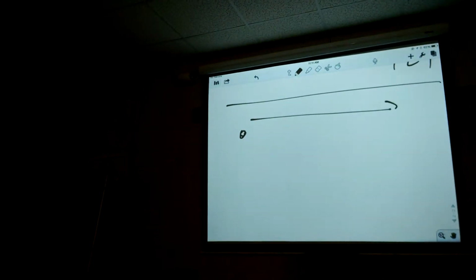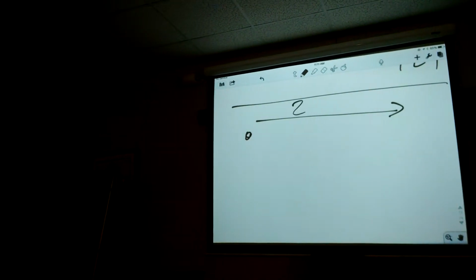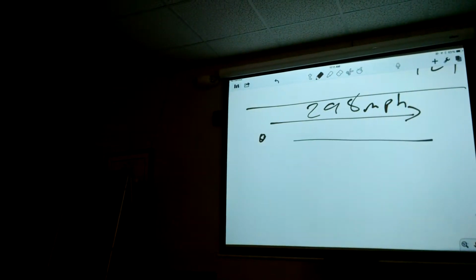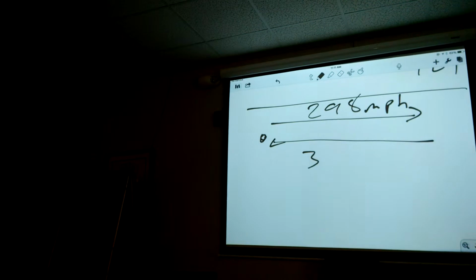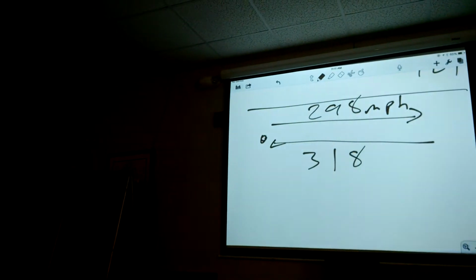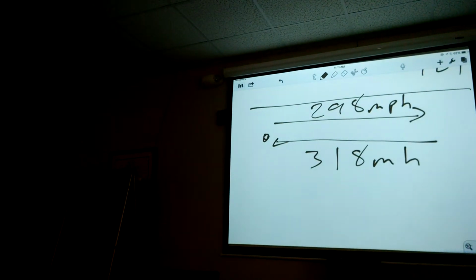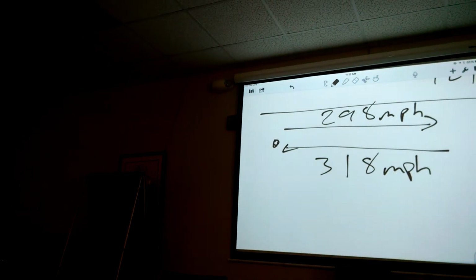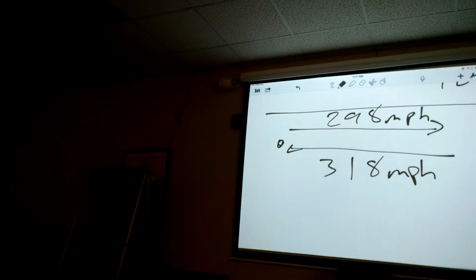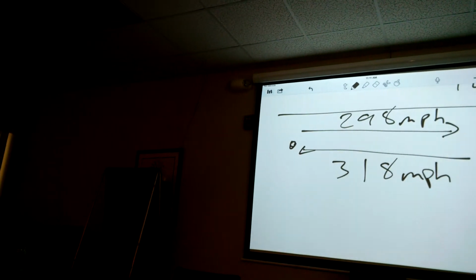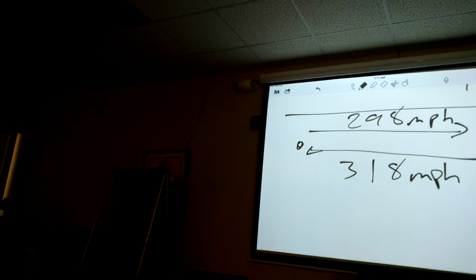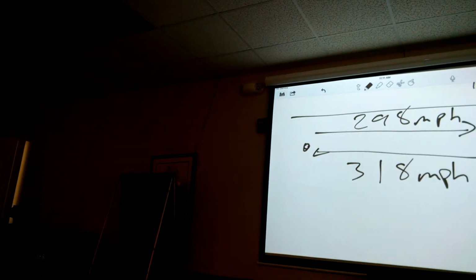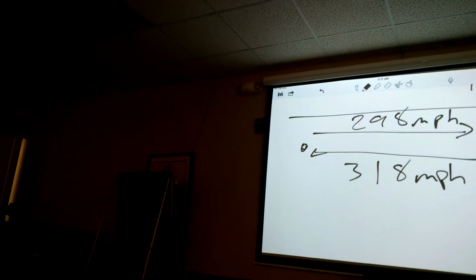So they went out at 298 miles per hour, and they returned at 318. Terrible English. Honey, you turn your arrows backwards from the other way. That's right, you guys are confusing. Reverse the other way. I don't know. Okay. Just put your left hand. No, it's just confusing. Sorry.